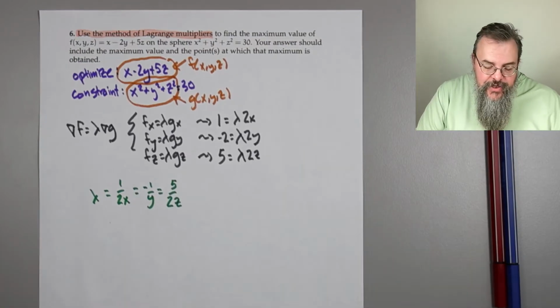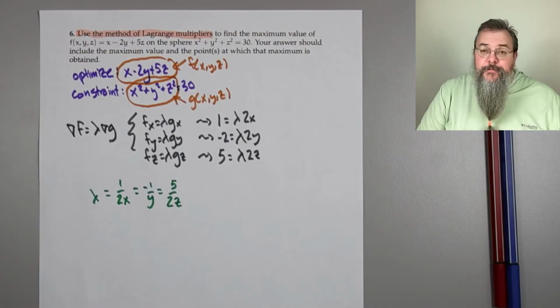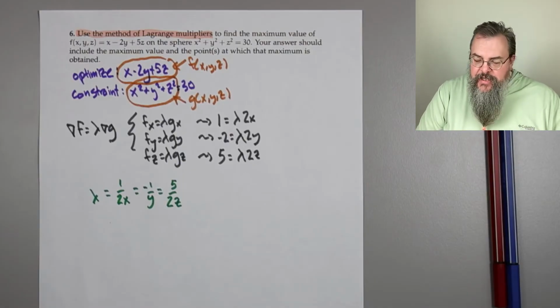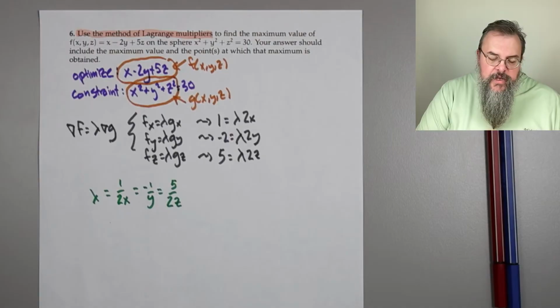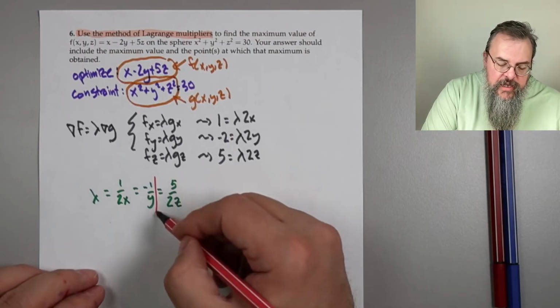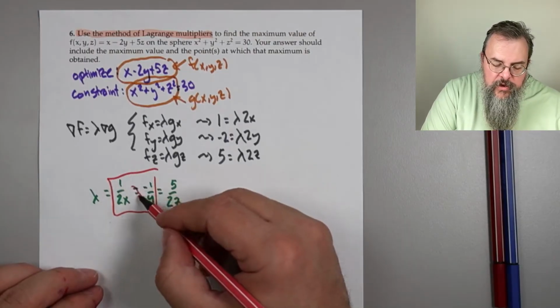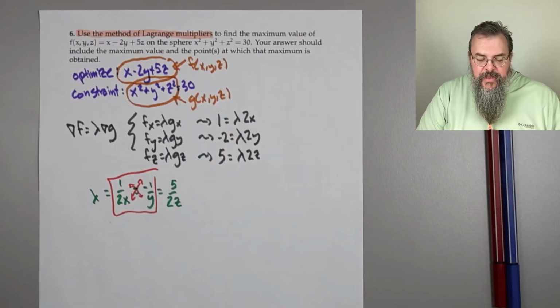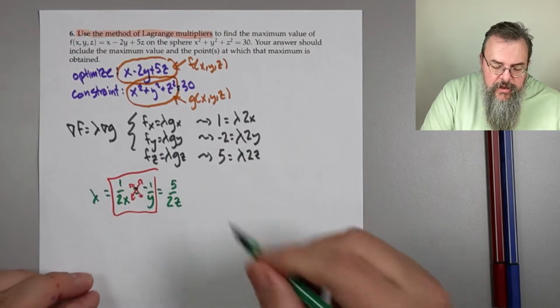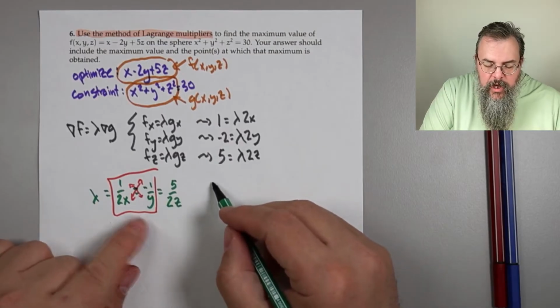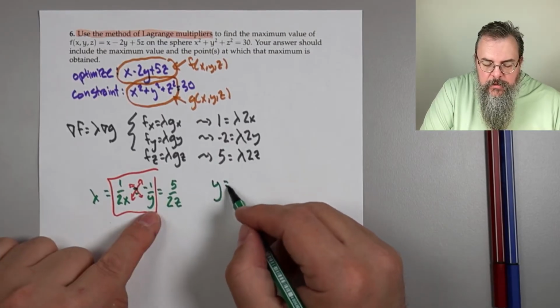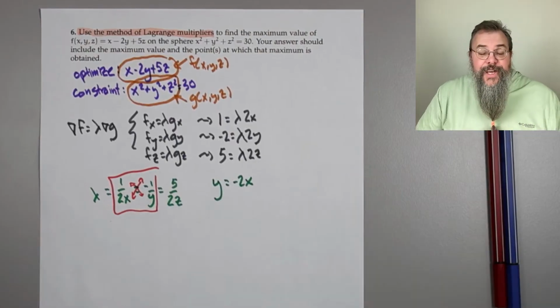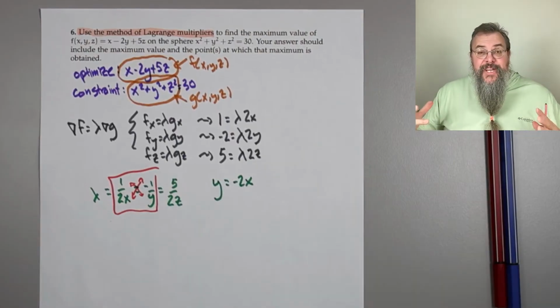Okay, so now we have some relationships. So let's take a look at them. Suppose we compare the first and the second here. And we'll do some cross multiplying because who likes fractions? Not a lot of people. And if we do that, we get the following. We get that y equals minus 2x. Okay, that's very useful information.